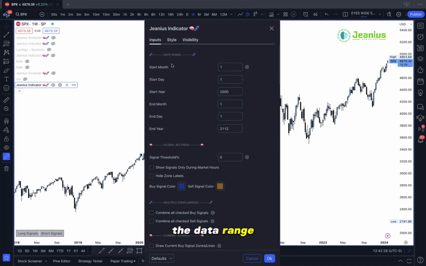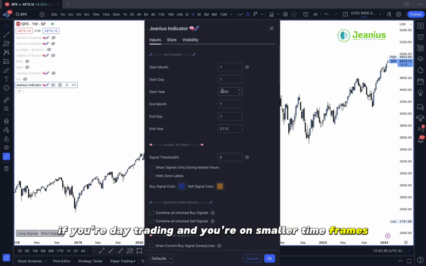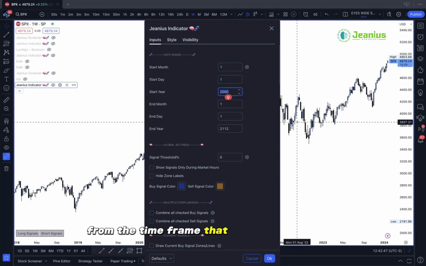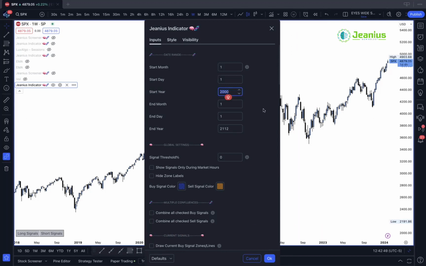The data range is probably the most important part of the Jeanius indicator, because if you're day trading and you're on smaller time frames, you don't want the date to be too high, because for one, it takes so long to calibrate. If the dates are too far away from the time frame that you're trading, that's going to cause the Jeanius indicator to calibrate a lot slower, and you don't want that.